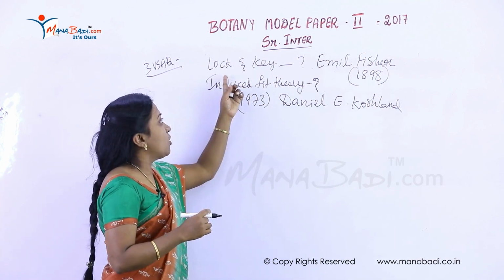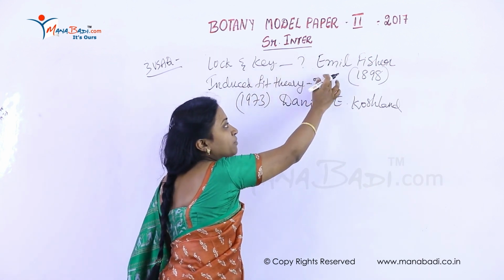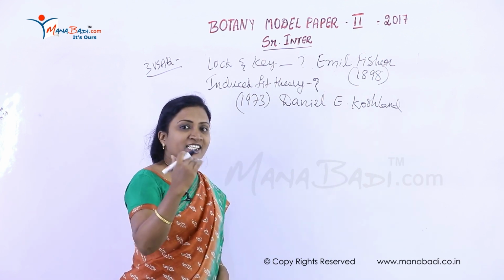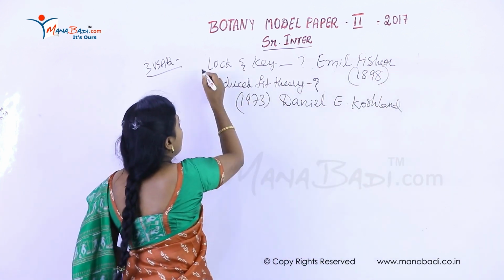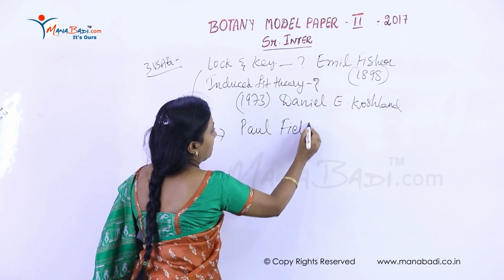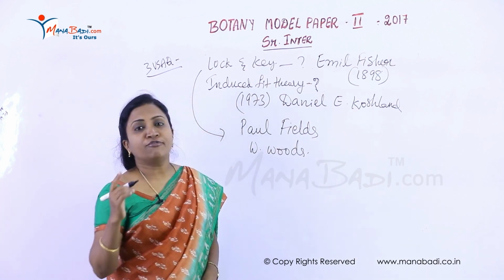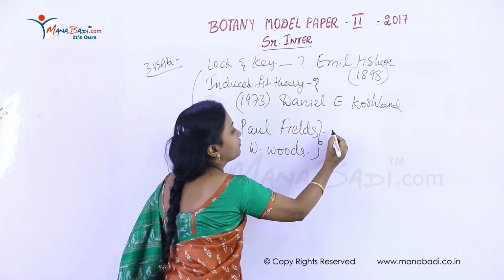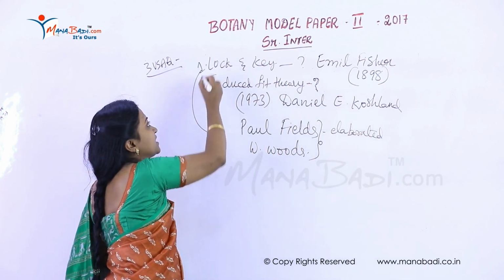Lock and key hypothesis we are discussing, and we must also know that the lock and key hypothesis, which was proposed by Fischer, has later been elaborated by two more scientists. The names of the two scientists are Paul Fields and W. Woods. These are the two scientists who have elaborated the lock and key hypothesis. That's the first hypothesis in our question.